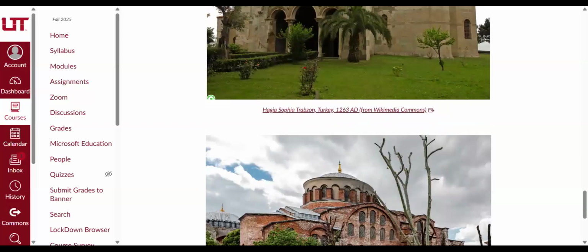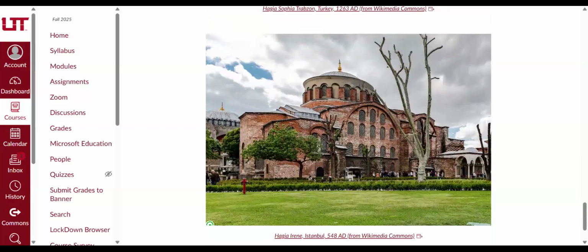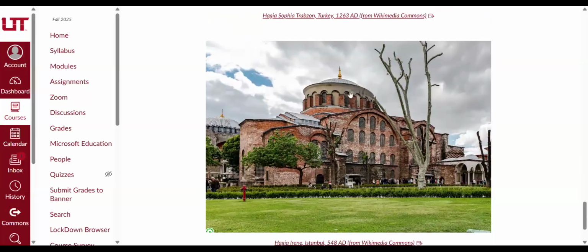Are you guys getting a handle for this? Can you tell that this is Byzantine? Yes. What I would like, Zach, could you point out one feature that makes it Byzantine? And Lindsay, could you point out a second feature that makes it Byzantine?